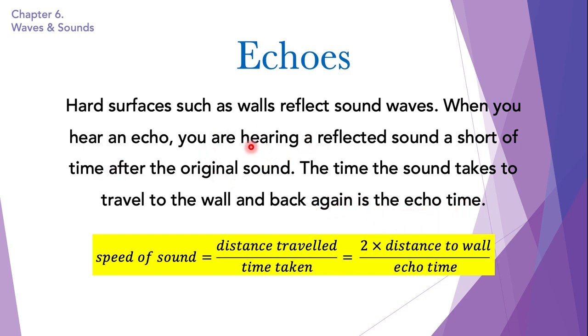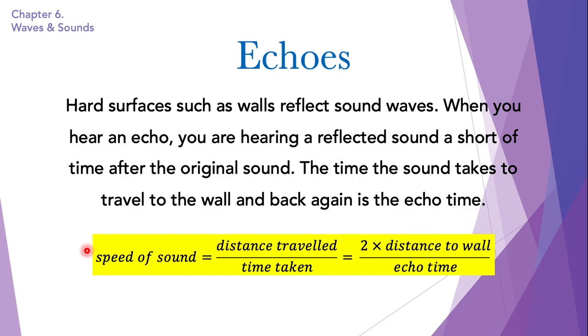So we must have heard echoes, of course. We say something and then we hear the same thing back. So this is called the reflection of sound. In normal words, we call it echoes. So hard surfaces, such as walls, reflect sound waves. So when you hear an echo, you are hearing a reflected sound a short time after the original sound. So the time the sound takes to travel to the wall and back again is the echo time.